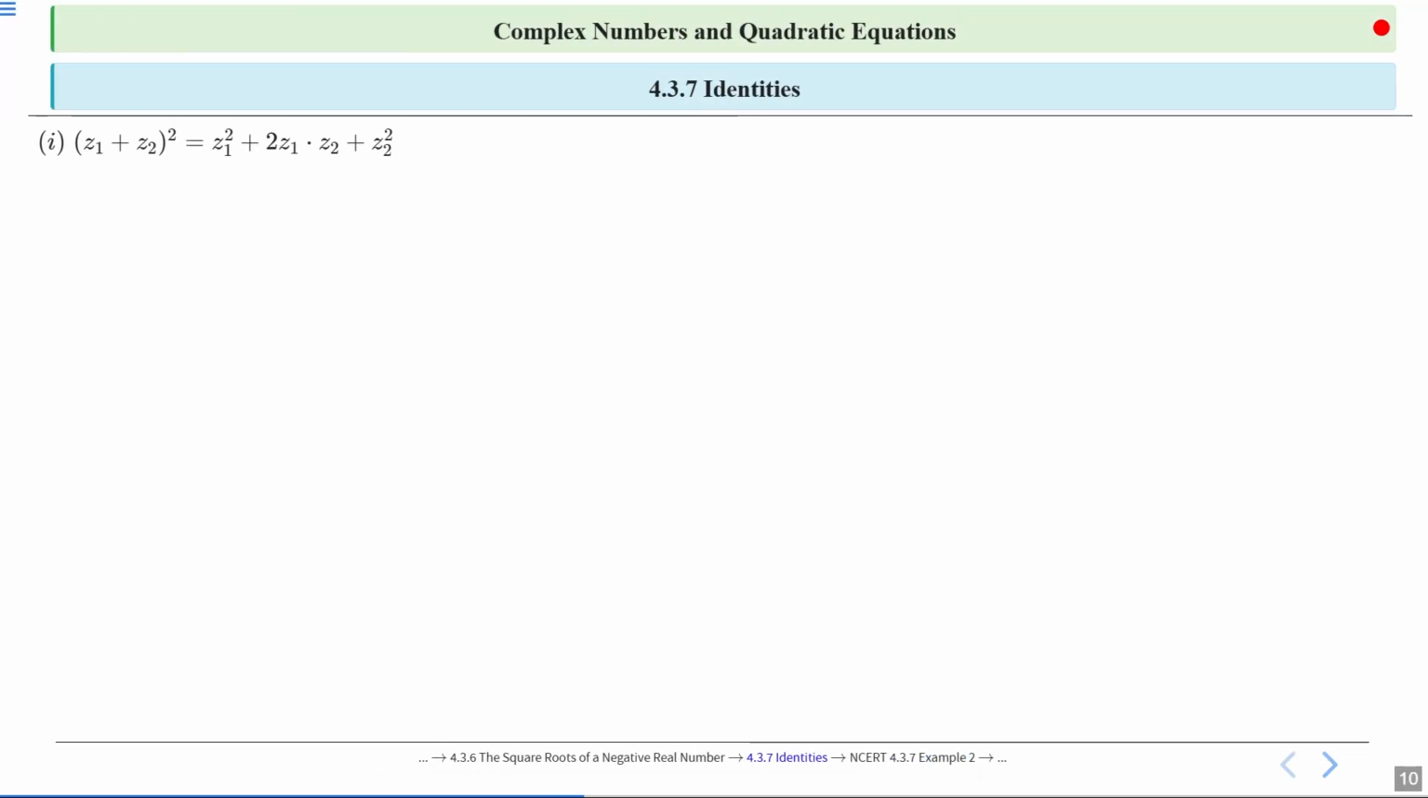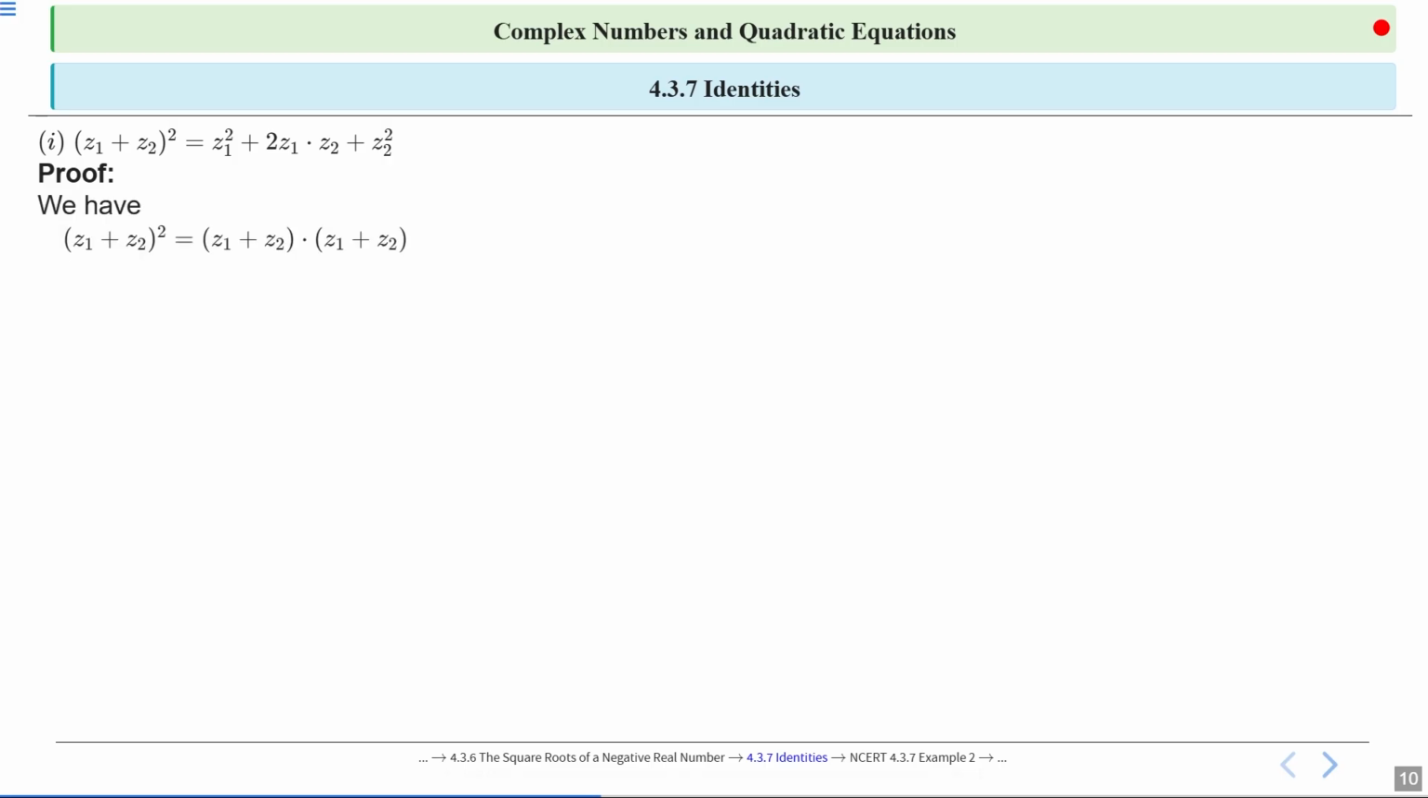Now let's start by looking at a basic property of complex numbers. Here we have the expression z1 plus z2 whole square, where z1 and z2 are complex numbers. This is equal to z1 square plus 2 times z1 times z2 plus z2 square. Let's prove it step by step.